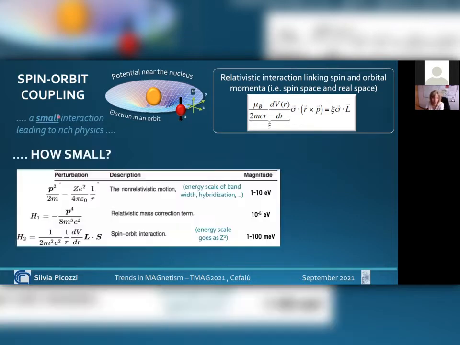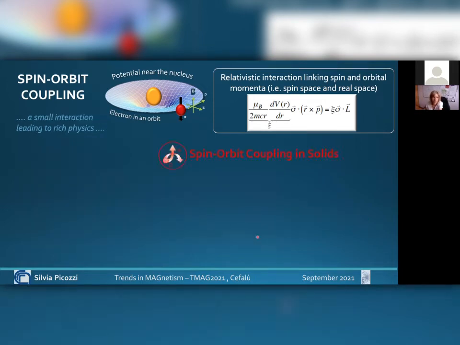If you want to know how small, compare the scale of spin orbit coupling to other relevant energy scales, such as the scale of hybridization. That is a couple of orders of magnitude smaller. It's like 1 to 10 electron volts for bandwidth and hybridization, but it's of the order of 10 to maybe 100 milli-electron volts for spin orbit coupling. So it's kind of small. However, it can give rise to many interesting phenomena.